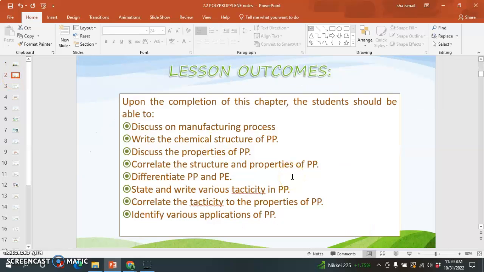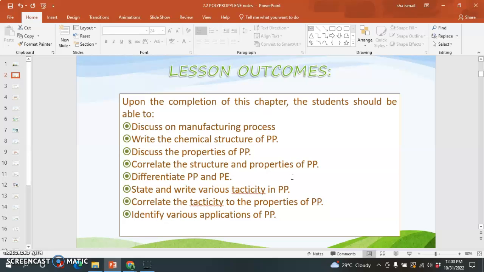Okay, for the lesson outcomes, upon completion of this chapter, students should be able to discuss the manufacturing process, how the PP is made. Write the chemical structure of PP. It differs from the PE structure in terms of the presence of the methyl side group. Discuss the properties of PP, what makes PP unique, and correlate the structure and properties of PP. You also need to differentiate between PP and PE.